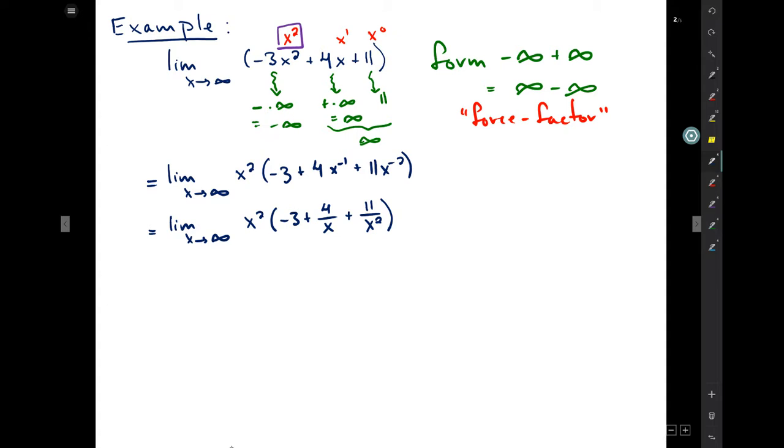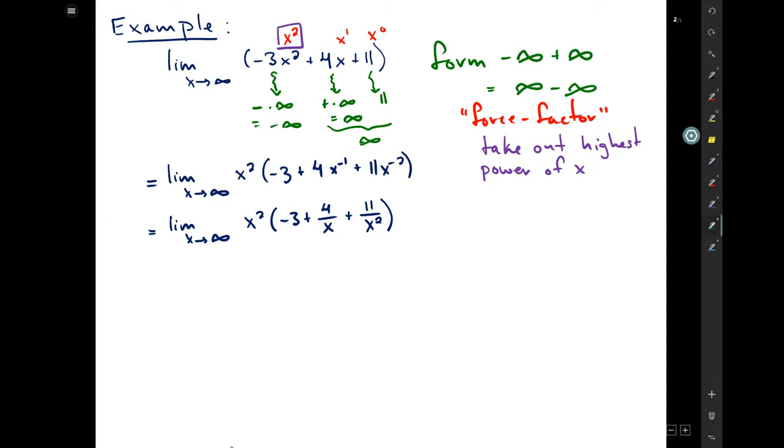So when I force factor, I want to take out the highest power of x. And in my experience, this usually turns my limit into something that is not indeterminate.